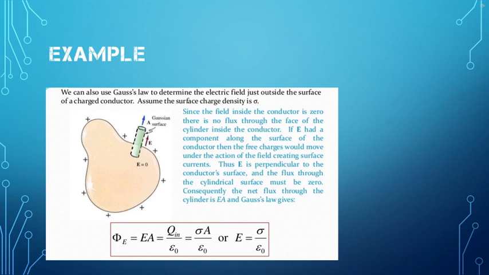E is perpendicular to the conductor surface, and the flux through the cylindrical surface must be zero. Consequently, the net flux through the cylinder is EA, and Gauss's law gives: and here is the formula.